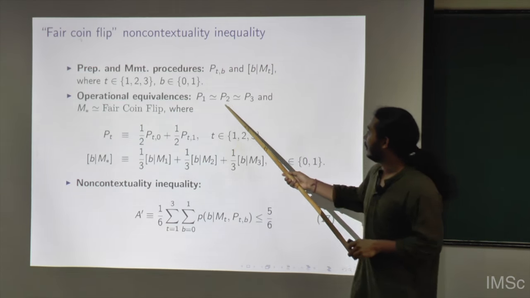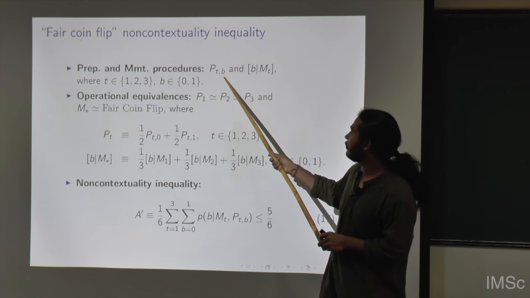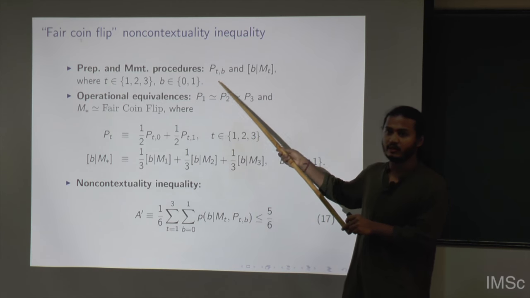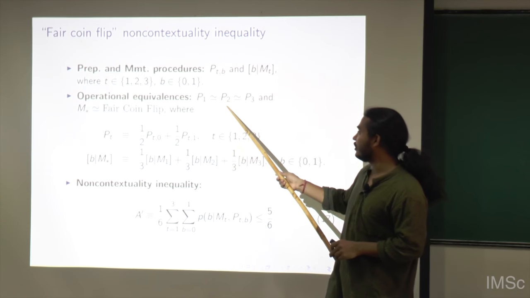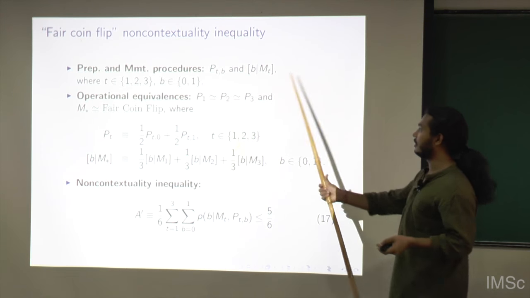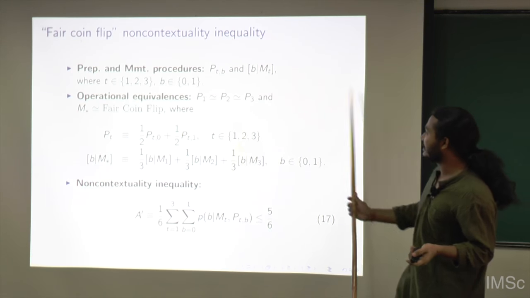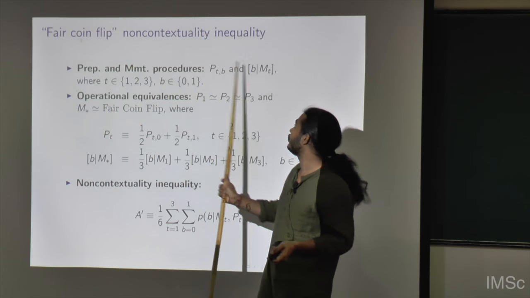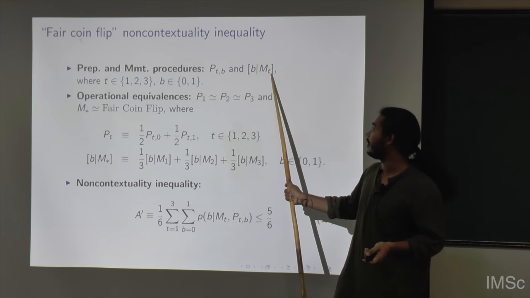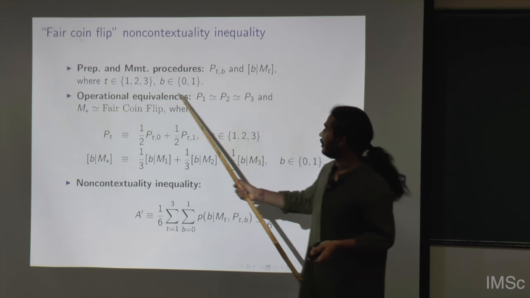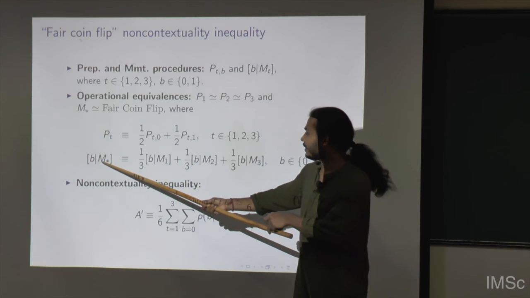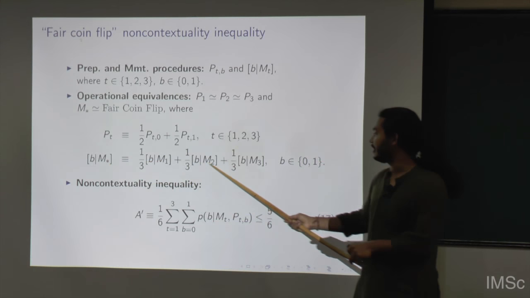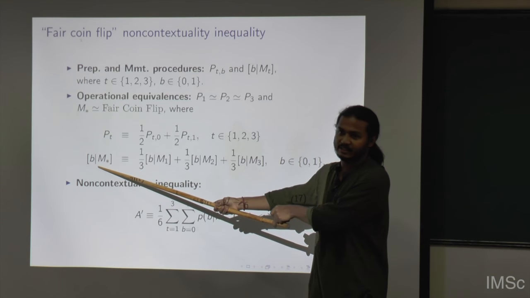One is that equal mixtures of T0 and T1, which will be called PT. So P1 is an equal mixture of P10 and P11. P2 is an equal mixture of P20 and P21. P3 is an equal mixture of P30 and P31. Okay, these three are operationally equivalent. And you require that the measurement, which is called M star, which is built out of these three measurements, M1, M2, M3, which are two outcome measurements, is a fair coin flip. So this is how I'm constructing these, and I demand that this is just a fair coin flip.